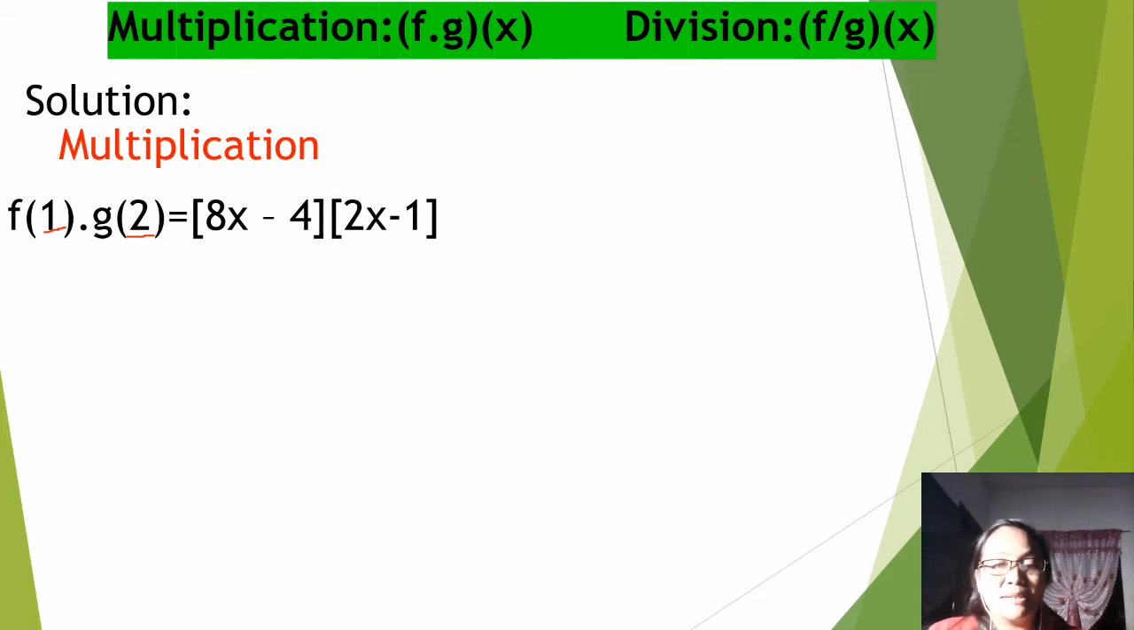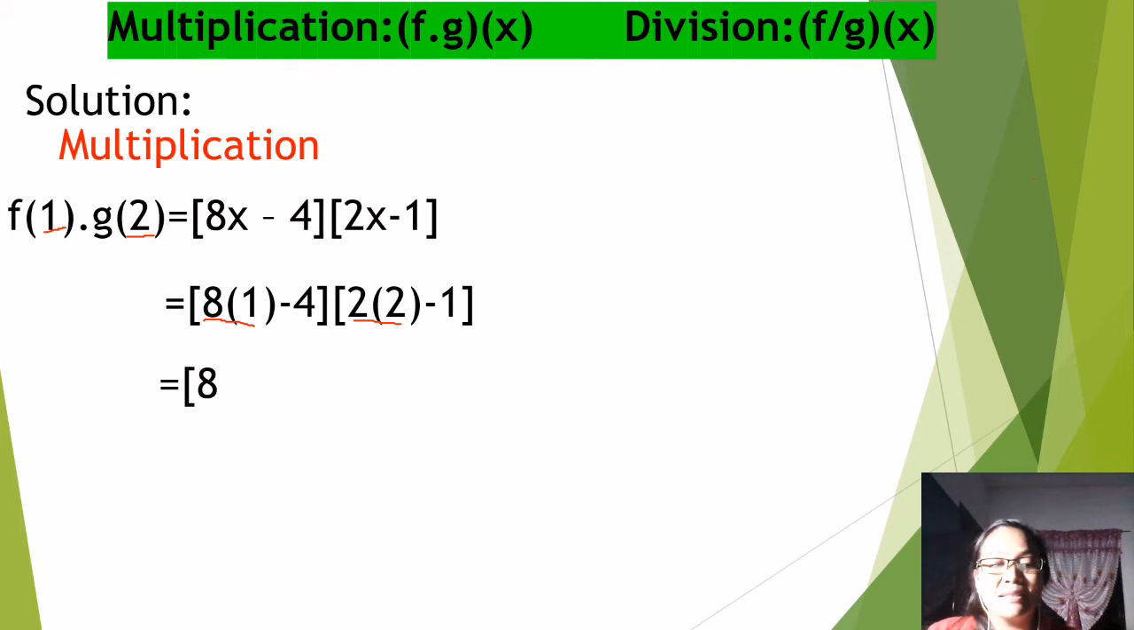After that, we're going to substitute the input. So for our f of x, we have 1. So 8 times 1 minus 4 multiplied by our g of x, which is 2. So 2, copy, multiplied by the input 2 minus 1. Next, following the order of operation, we will do first the product. Okay, so remember we have braces here. We use brace or braces because we already use parentheses inside.